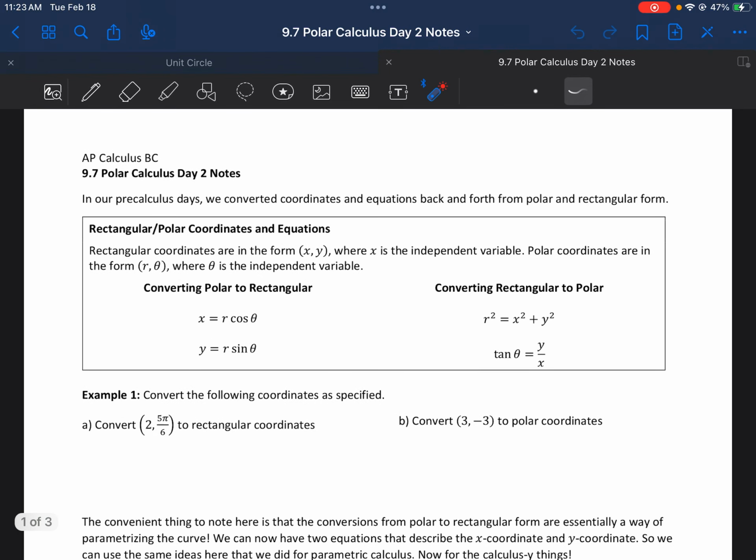Alright, so today we're going to be looking at the 9.7 Polar Calculus Day 2 notes. So in the previous set of notes, 9.6, we actually didn't really do any calculus, so today's actually going to be kind of the first day of polar stuff with calculus as well. Alright, before we get started though, we have to have a very quick review of pre-cal.